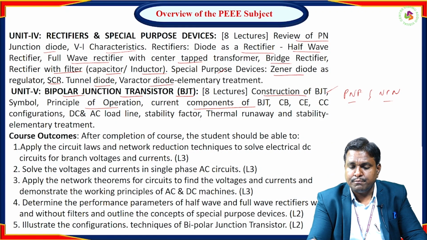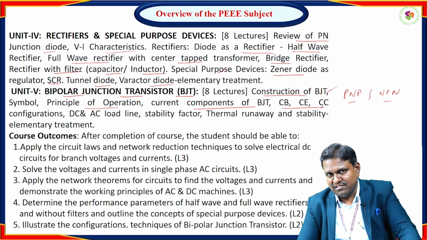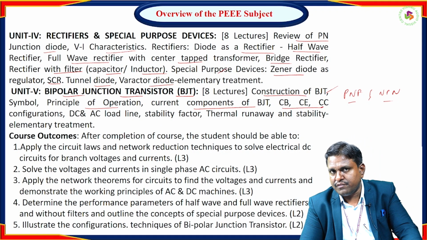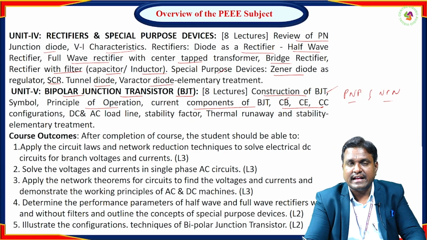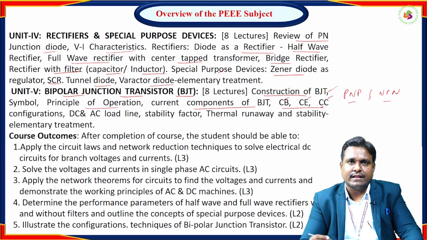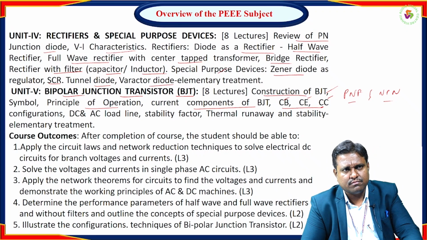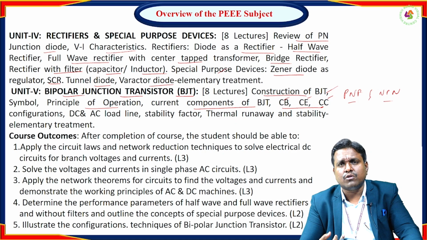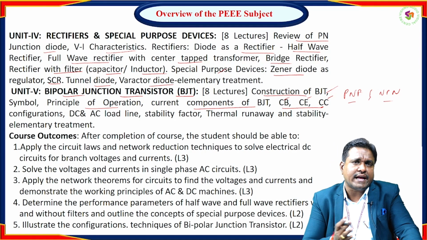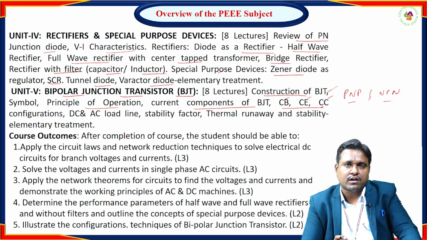Next, we come to the important point, which is the configurations of a transistor. Here we have three types of configurations: common base configuration, common emitter configuration, and common collector configuration. So why do we say common? The terminal is going to be common for both the input and output characteristics. That is why we use the term common here.